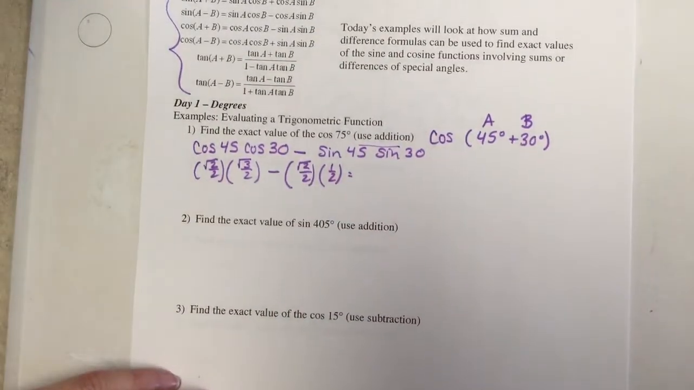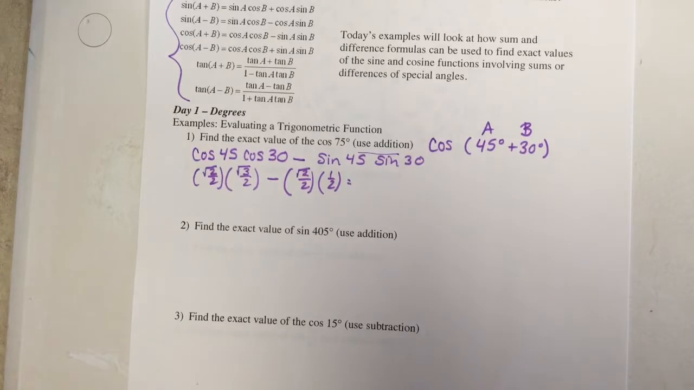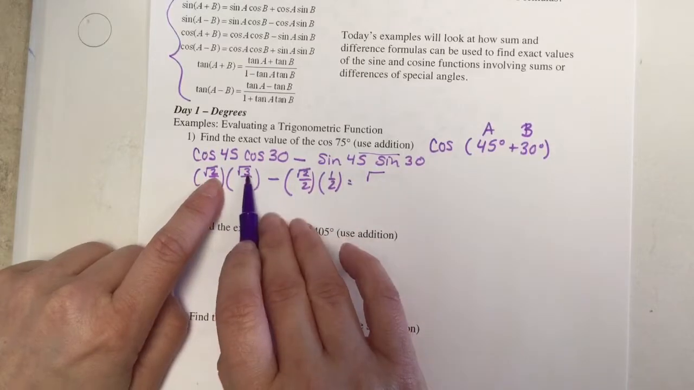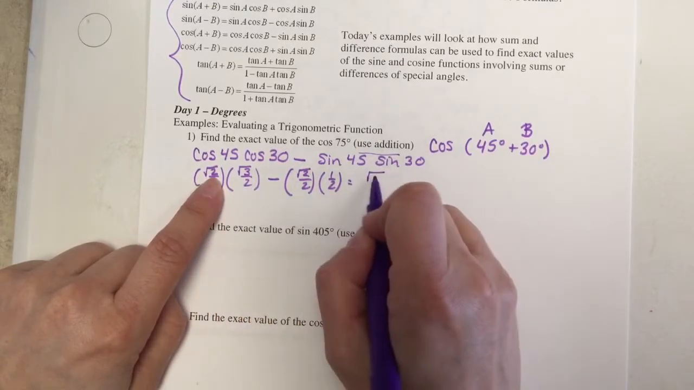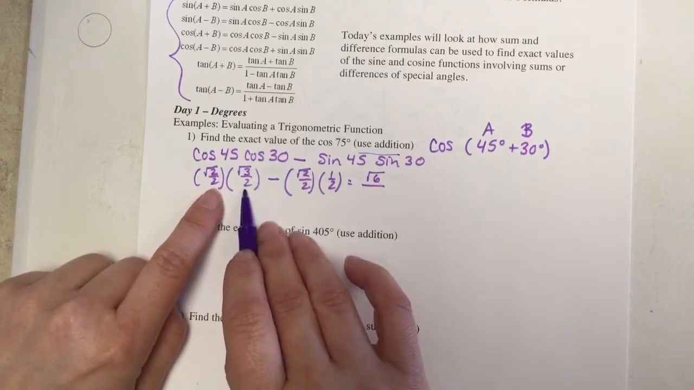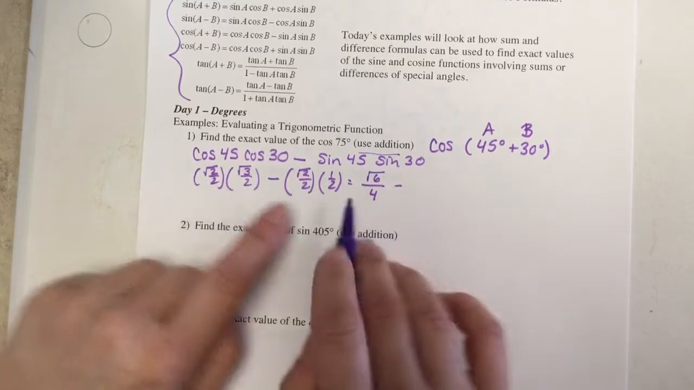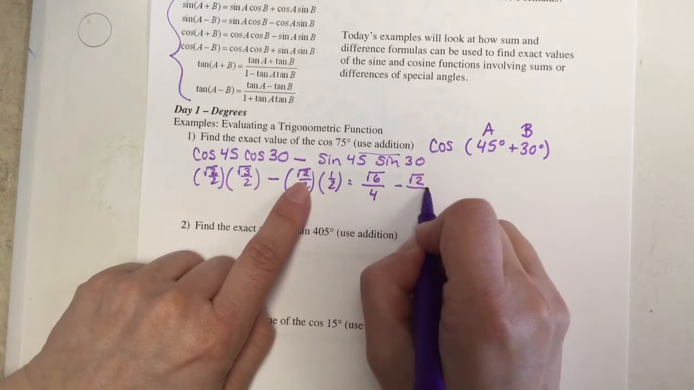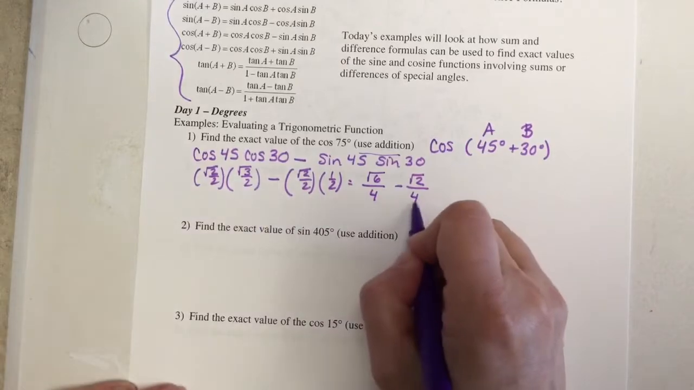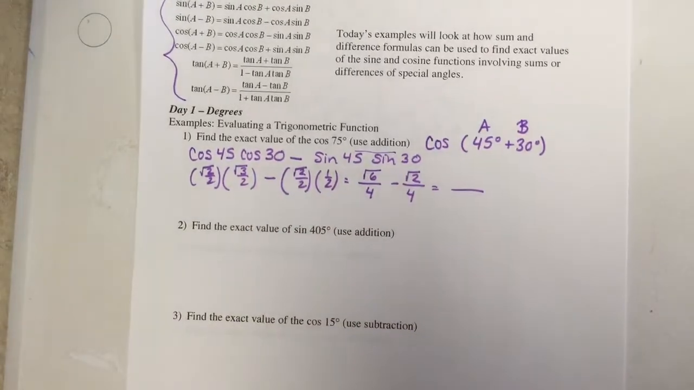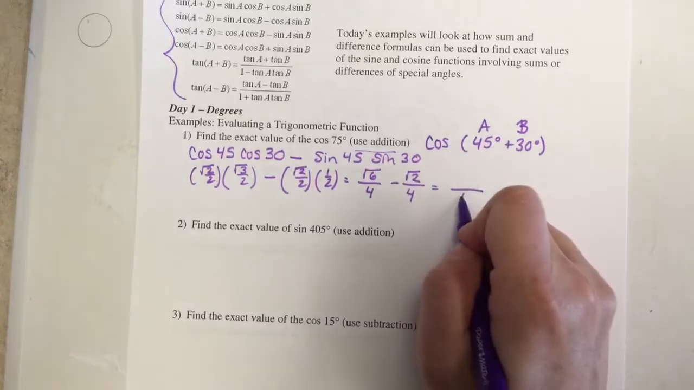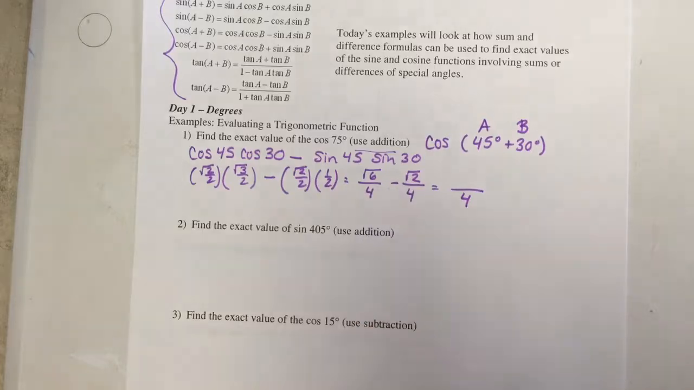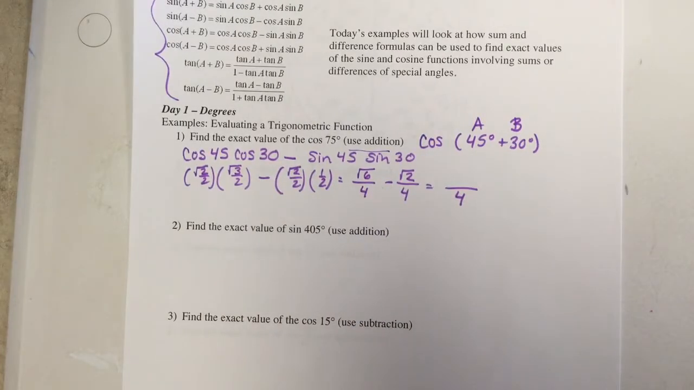Remember, when you are multiplying fractions, you have to take top times top and bottom times bottom. When you're multiplying radicals, you multiply the radicands, the number underneath. So 2 times 3 is 6 over denominators 2 times 2 is 4. Minus top times top, square root of 2 times 1 is square root of 2 over 2 times 2 is 4. Now you are subtracting fractions. Cool thing is we have a common denominator. The common denominator carries over. These are not like terms. In order for them to be like terms, you would need the same radicand, the same number underneath.